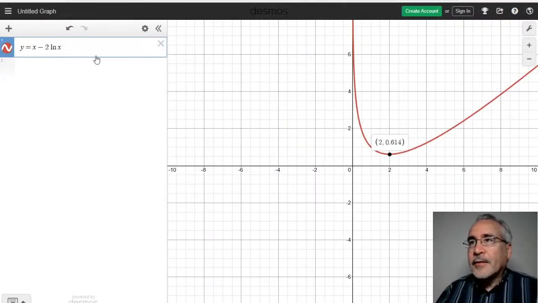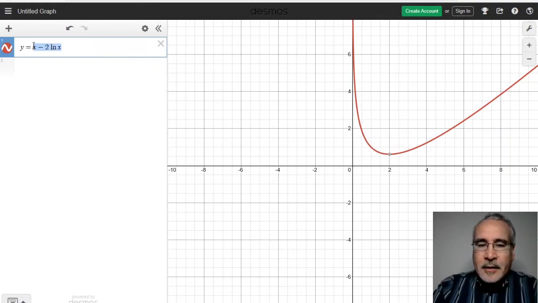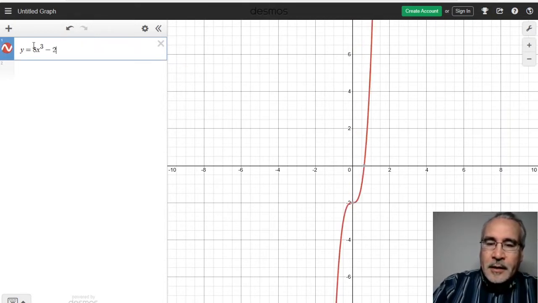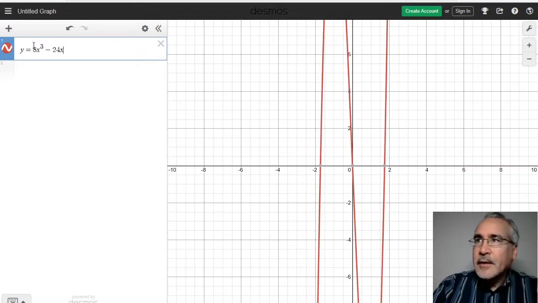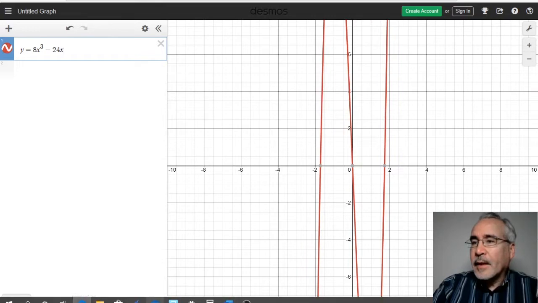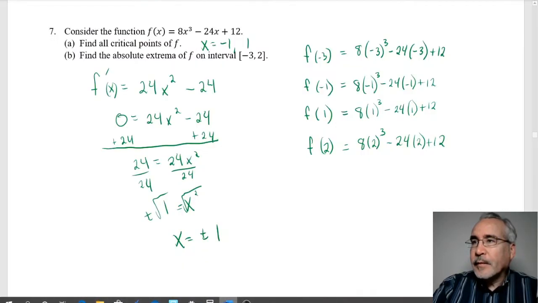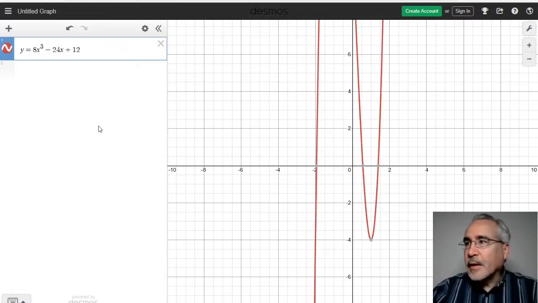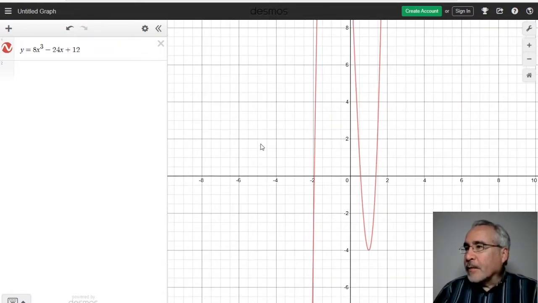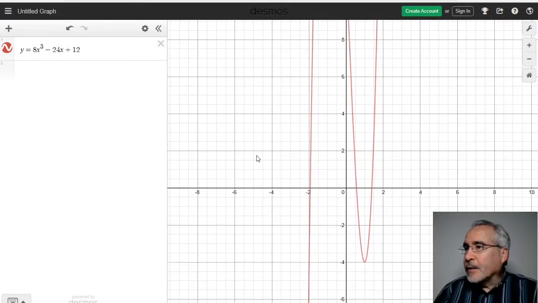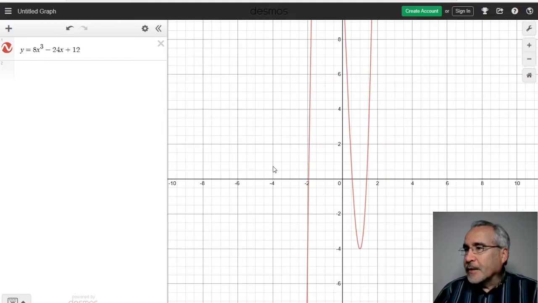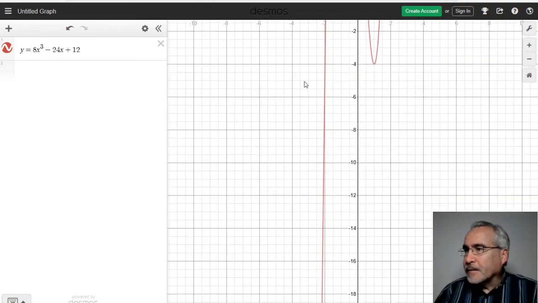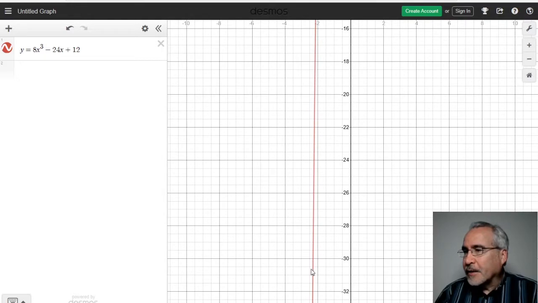So I just replace this function here with our function 8x to the third minus 24x plus 12. And again, the interval was from -3. So notice if I go down to -3 is right here. Wow, it's way down there. Really negative.